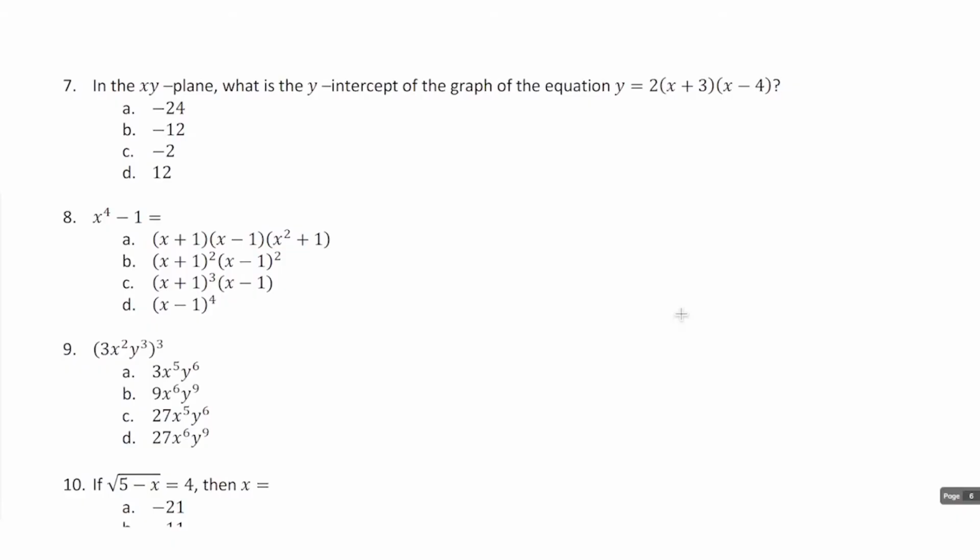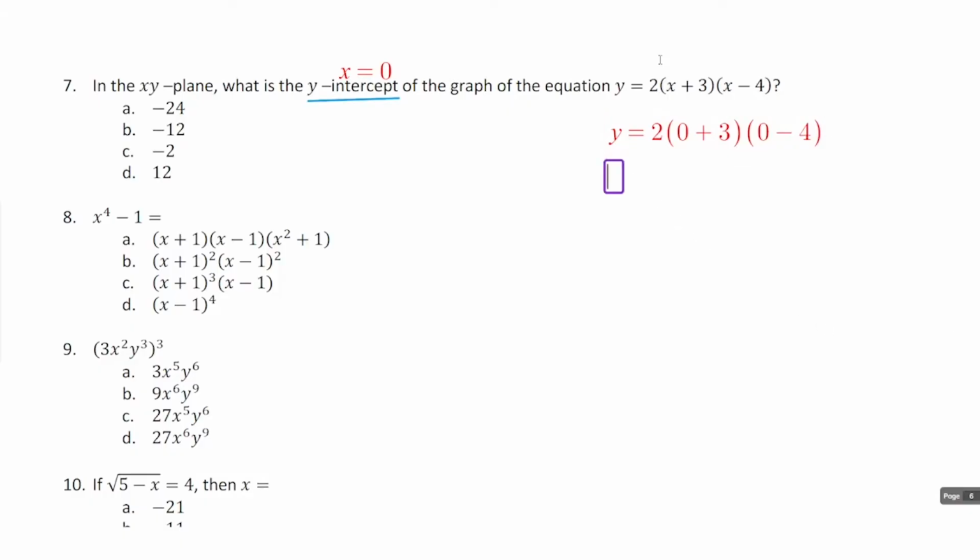Number 7. In the xy plane, what is the y-intercept of the graph of this equation? So the y-intercept is going to be the value of the function when x is 0. Just make a little point here, x must be 0. So all you have to do here is substitute 0 into this equation. Y equals 2 times 0 plus 3 times 0 minus 4.